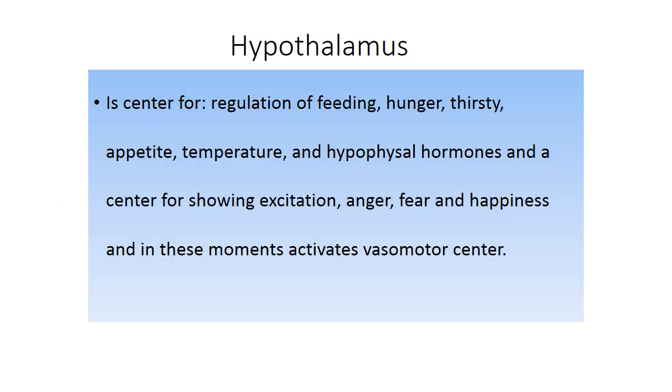We know the hypothalamus is the center for regulation of feeding, hunger, thirst, appetite, temperature, and hypophyseal hormones, and also the center for showing excitation, anger, fear, and happiness. All of these can act through the hypothalamus. One more thing we know is that the hypothalamus can act on the vasomotor center and activate it. So we know the role of the hypothalamus as a vasoconstrictor. It can activate or inhibit the vasomotor center, and so act on vasoconstriction of vessels.